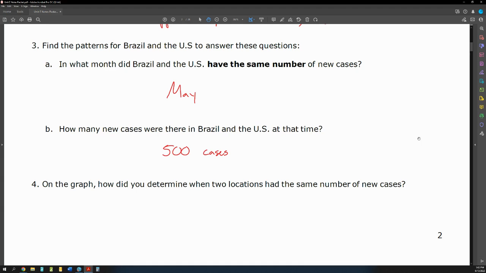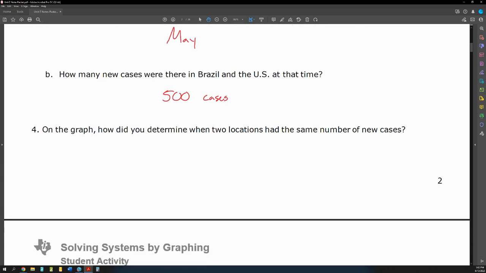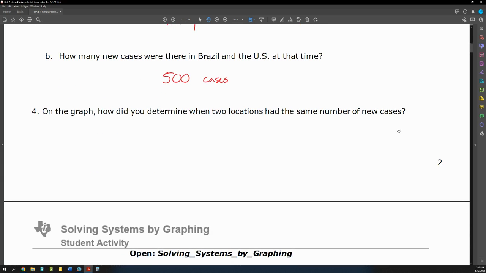Number 4, on the graph, how did you determine when the two locations had the same number of new cases? We determined this by looking at where the graphs of the lines crossed, or where they intersect. So where the lines intersect.